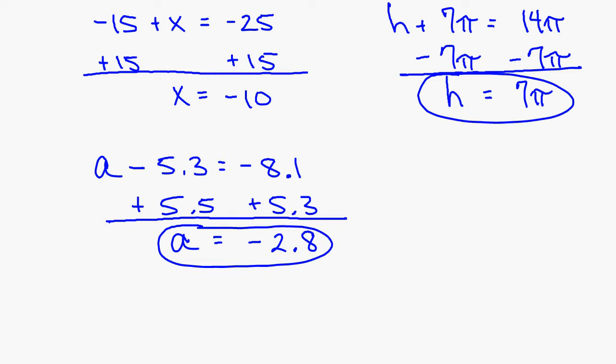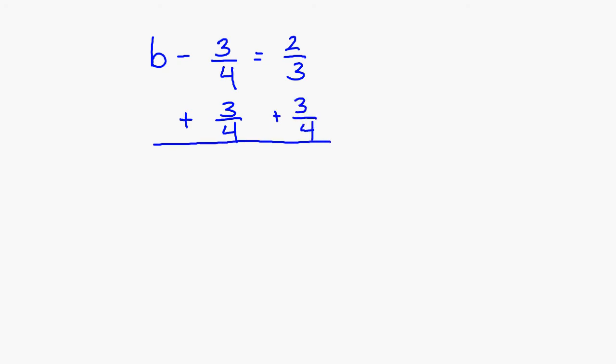Let's take a look at a fraction problem. B minus 3/4 equals 2/3. To solve for B here, you're going to have to add 3/4 to each side. The B comes straight down, and it's going to be equal to 2/3 plus 3/4.